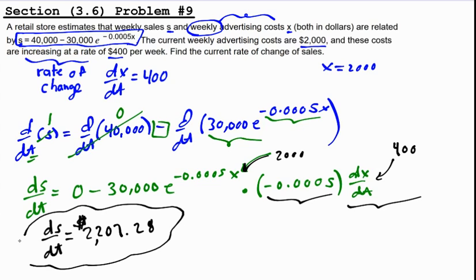And the online practice site asks that you enter this to the nearest whole dollar. So you would simply enter 2207 for your answer, and that would then be correct.